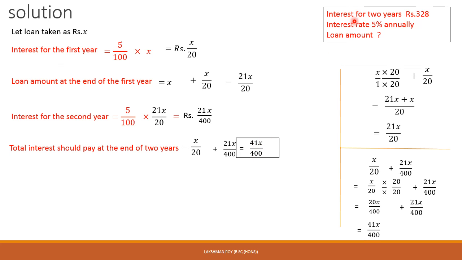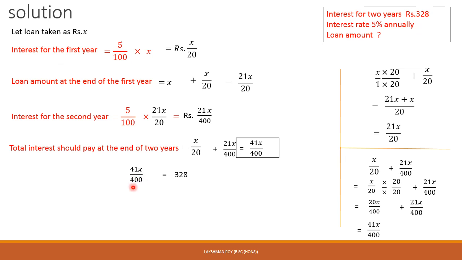In the question they have given the interest for 2 years as 328 rupees. So they have given it as a number, and we found it using algebraic fractions. So what does that mean? Both 41x over 400 and 328 are equal. They equal the interest for 2 years, 41x over 400 and 328. Now this is a simple equation. How to solve?